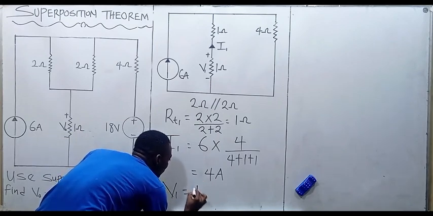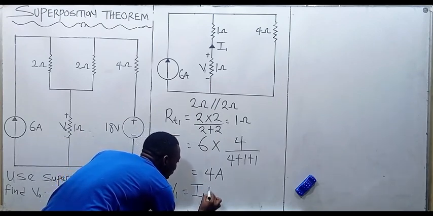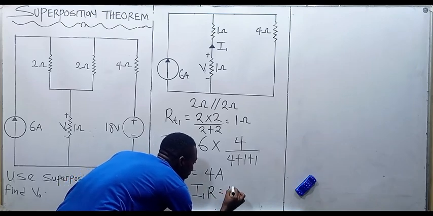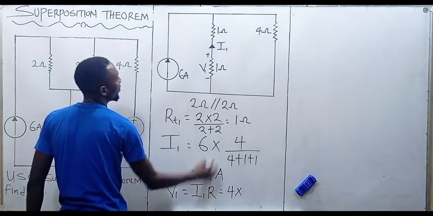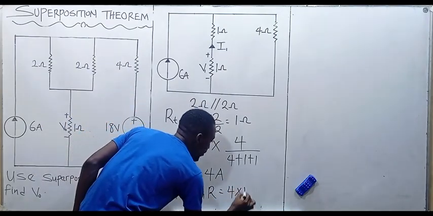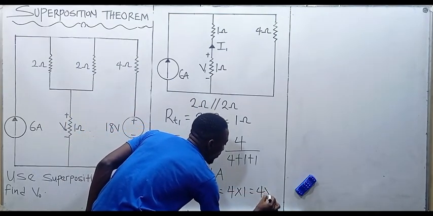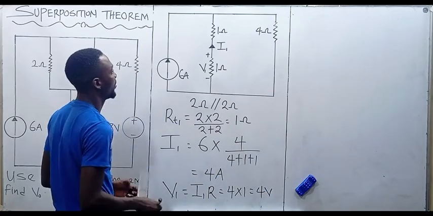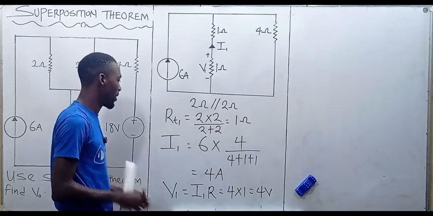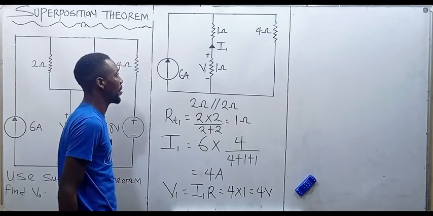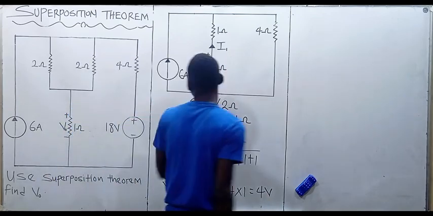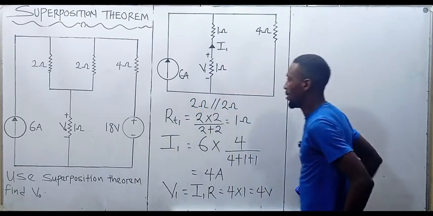Okay, let's use I1 multiplied by R. Our I1 is 4 and our R is what? 1. So the answer is going to be 4 volts. All right, so V1 is what? 4 volts. Now, we are done with this circuit.